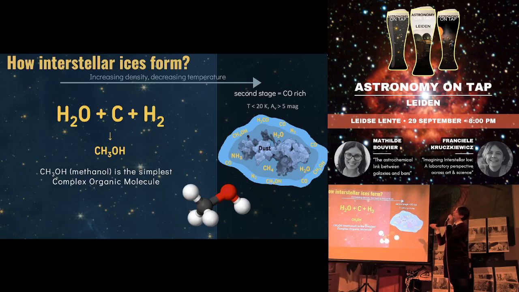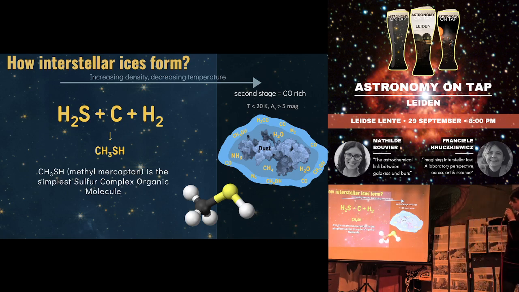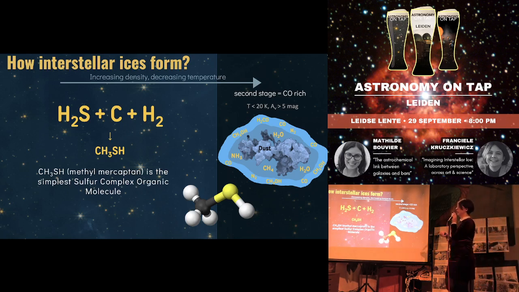So for example, in the lab, I make a mixture of water, atomic carbon, and molecular hydrogen, and I can see the formation of methanol, which is the simplest organic molecule. But I brought this as an example. The project that I am studying at the moment, and also the experiments that I showed here, involves a sulfur-bearing complex organic molecule, which is called methylmercaptan.